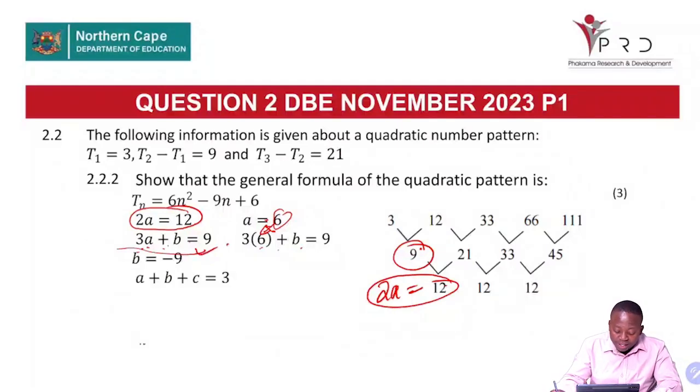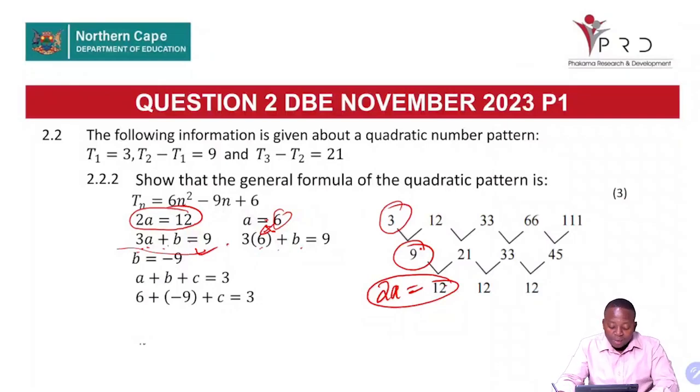Then we go and find the last one: a plus b plus c is equal to 3. So all of these are equal to 3. Our value of a in this case will be 6, plus our b, negative 9, plus c is equal to 3. Then c is equal to 6.